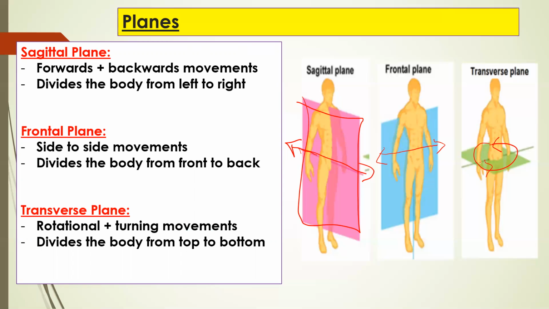Okay, the first step to establishing which plane and which axes and which joint action is always going to be, what's the type of movement? Is it forwards and backwards, in which case you know it's going to be a sagittal plane. Is it sideways type movement, which is always going to be frontal? Or is it a rotational type movement, which is always going to be through the transverse plane? That's always going to be your first step, so make sure you remember that.